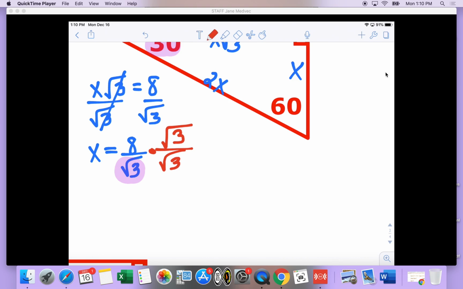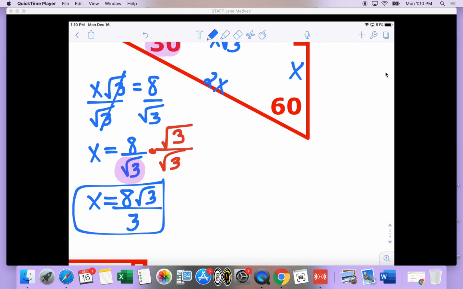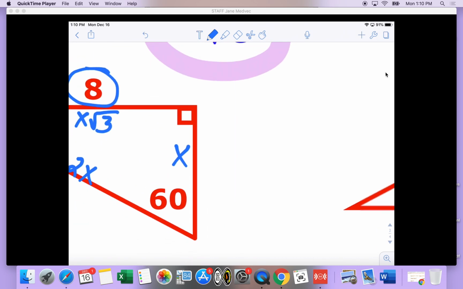Right? So now what I'm going to do is multiply across. So x equals, if I multiply across, I get 8 root 3. And root 3 times root 3 is 3. Okay? And if I take 8 and I divide it by 3, do I get a really nice number? I don't. I get something that's repeating, something that's not very good. And so I'm going to leave this alone. And so my x ends up giving me 8 root 3 over 3.